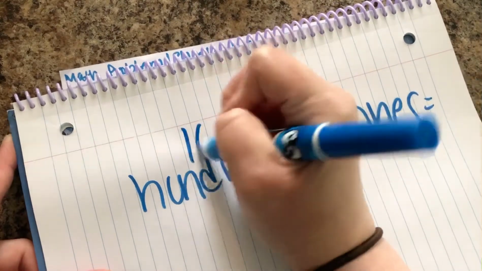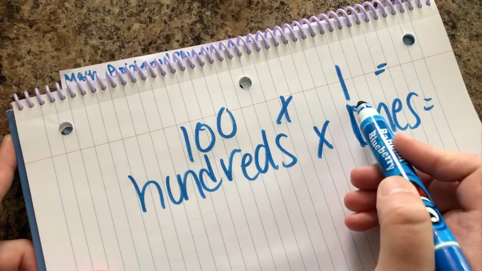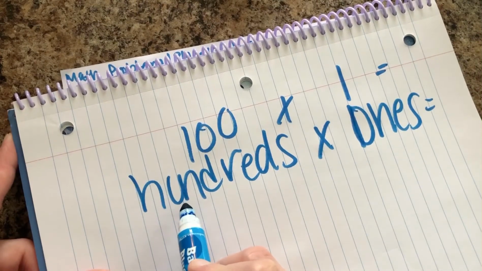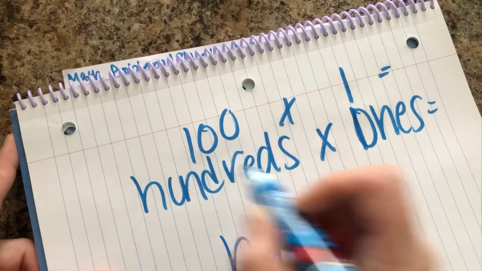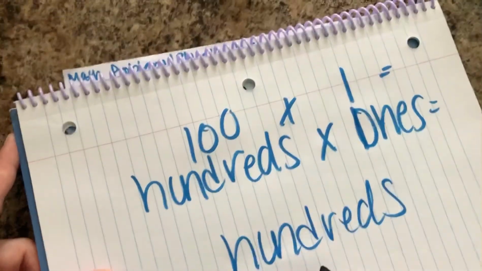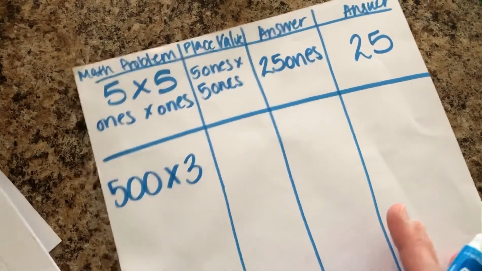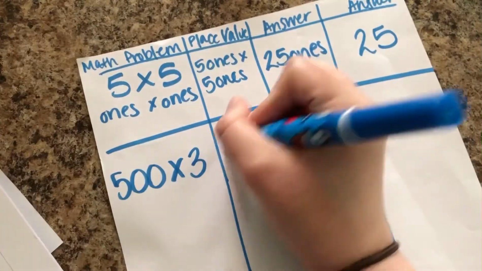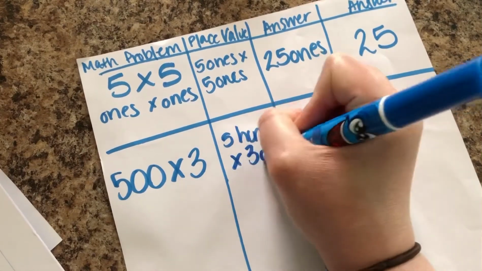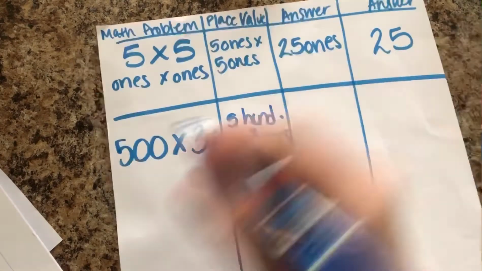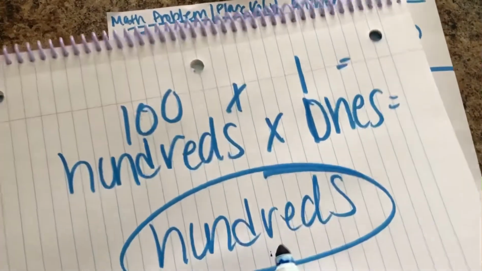So let's think about this. What about 100 times 1? Well, what am I going to get? Anything times 1 is itself, right? So I know that my answer is going to be in hundreds, because anything times 1 is itself. So I can say that I have 5 hundreds multiplied by 3 ones is going to give me, remember, hundreds.